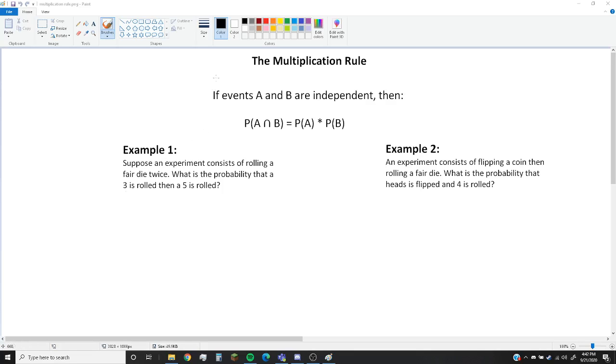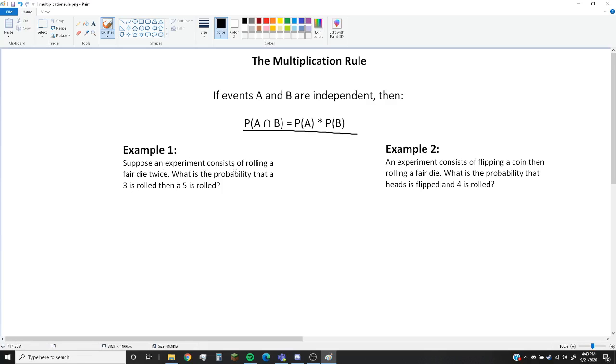So the multiplication rule tells us that if events A and B are independent, then the probability of A intersect B is equal to the probability of A times the probability of B. So we can use this formula in both example 1 and 2. We'll start with example 1.